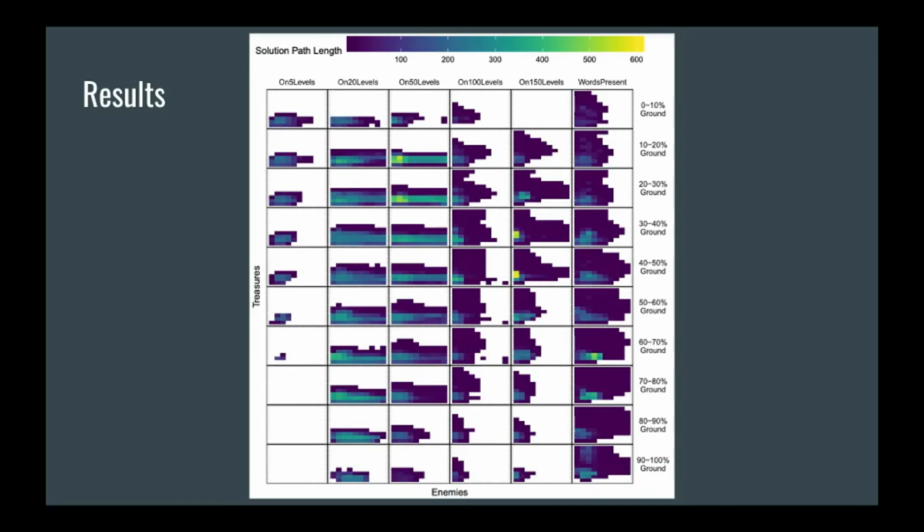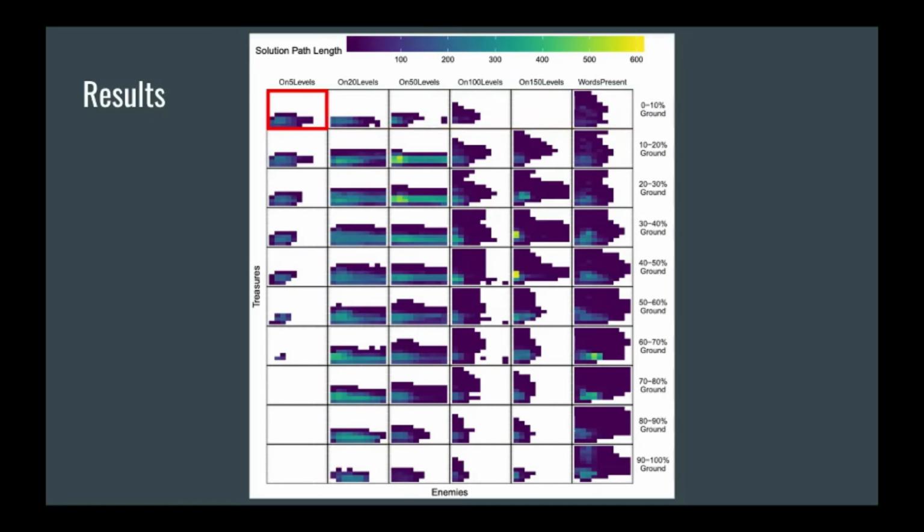Here's the heat map created by the MapElites archive. The dark colors represent unbeatable levels and the light ones represent beatable levels. Each column in this heat map corresponds to a different GAN. Each row corresponds to a different range of ground percentage. So in this highlighted region here, all these levels have 0 to 10% ground.